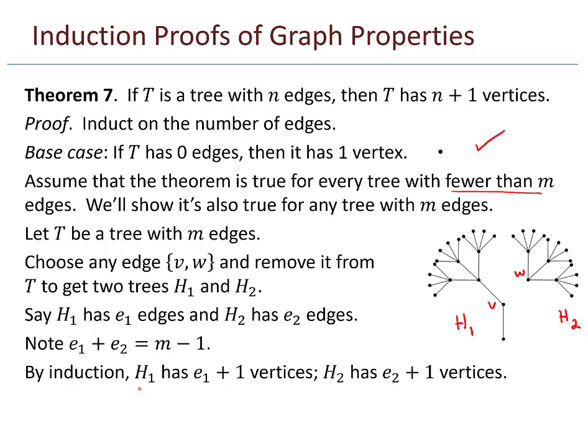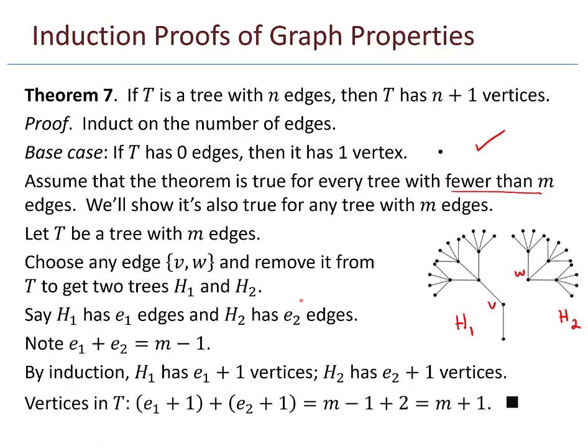So H1 is a smaller tree, so the theorem works for H1. If it has E1 edges, it must have E1 plus 1 vertices. And H2, if it has E2 edges, I know by induction it must have E2 plus 1 vertices. Let's add those together. Now, I removed an edge, but I didn't remove any vertices. So the total number of vertices in T, the original, is the number of vertices in H1 plus the number of vertices in H2.